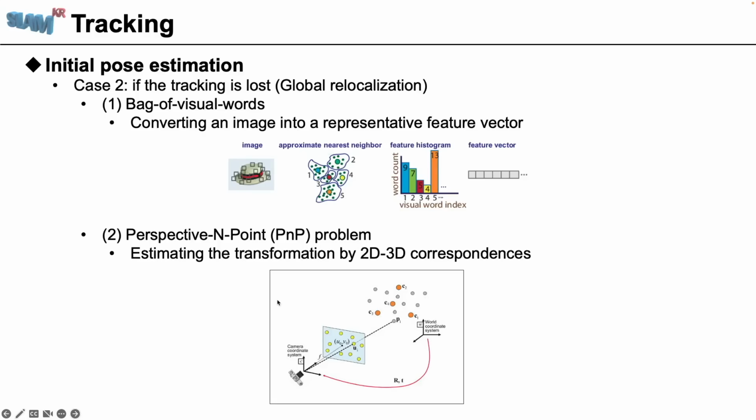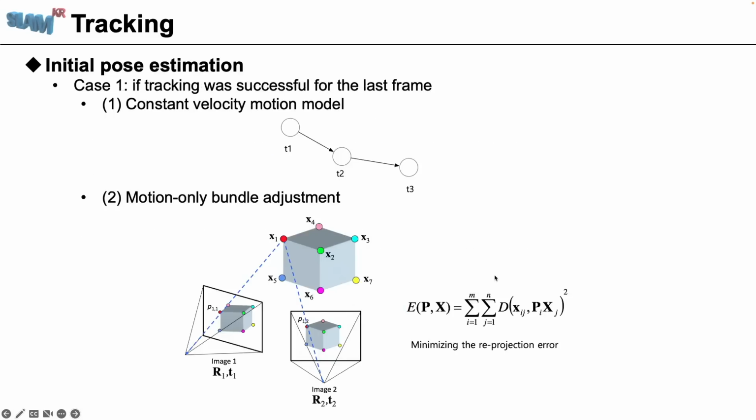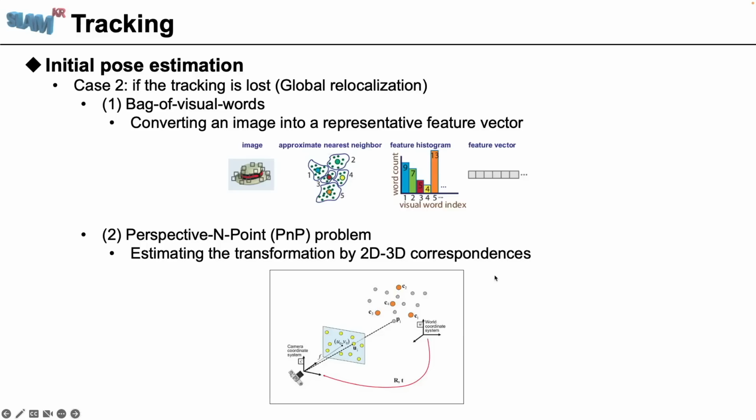So all those techniques are well-known algorithms in computer vision, like bag of visual words, perspective-n-point, bundle adjustment, and so on and so forth. I'm going to skip those, but if you want to know more in detail, let me know. You can interrupt me.